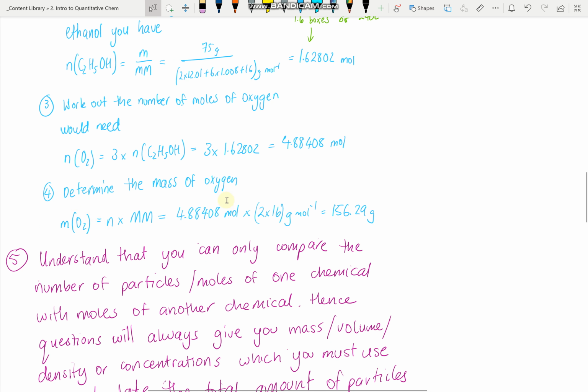And then you determine the mass of oxygen. This is a rearrangement of this equation, right? 4.8 moles doesn't really make sense. I need to get back into a measurable and useful form, so I'm getting back into mass. And you go, all right, 4.8, this many boxes, each box weighs about 32. And so my actual answer is 156.29 and not 225.